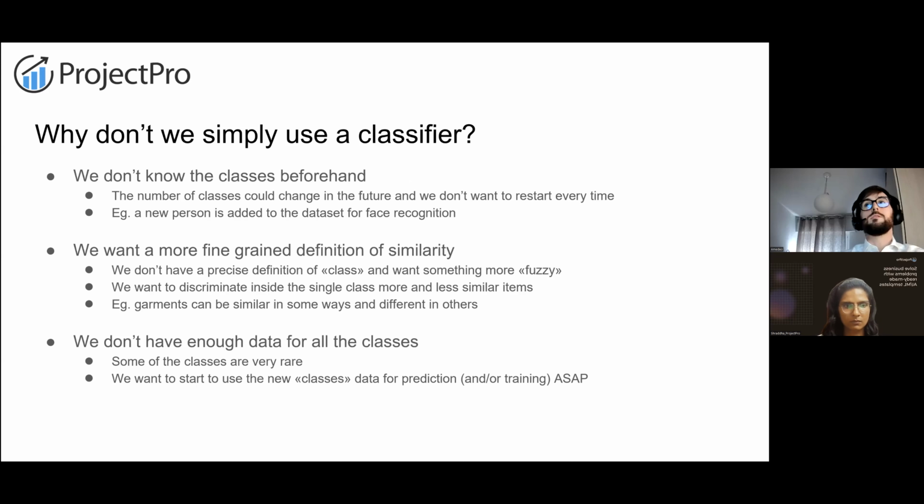Why can't we simply use a classical image classification algorithm to divide the people, saying this is a photo of Amedeo, this is a photo of, I don't know, someone else, and so on? Because we don't know all the classes before training.